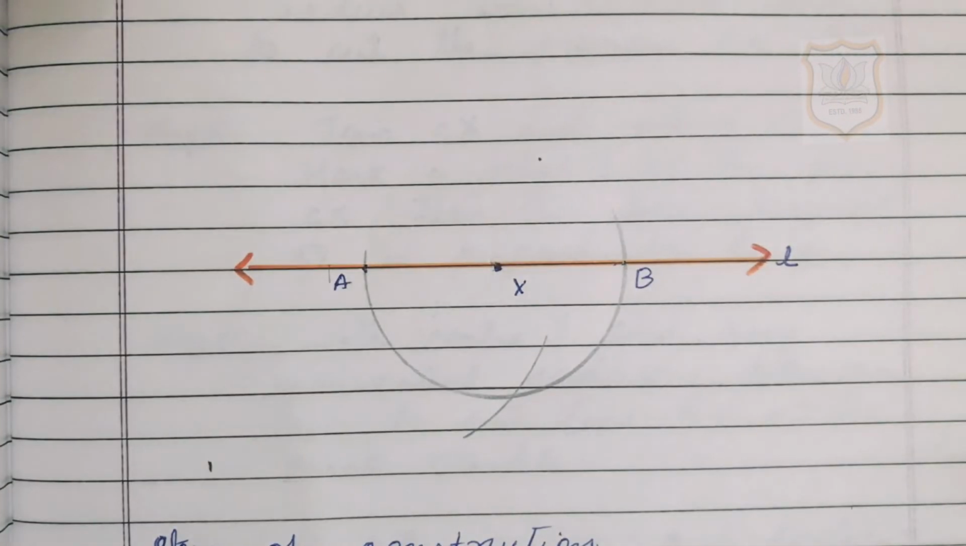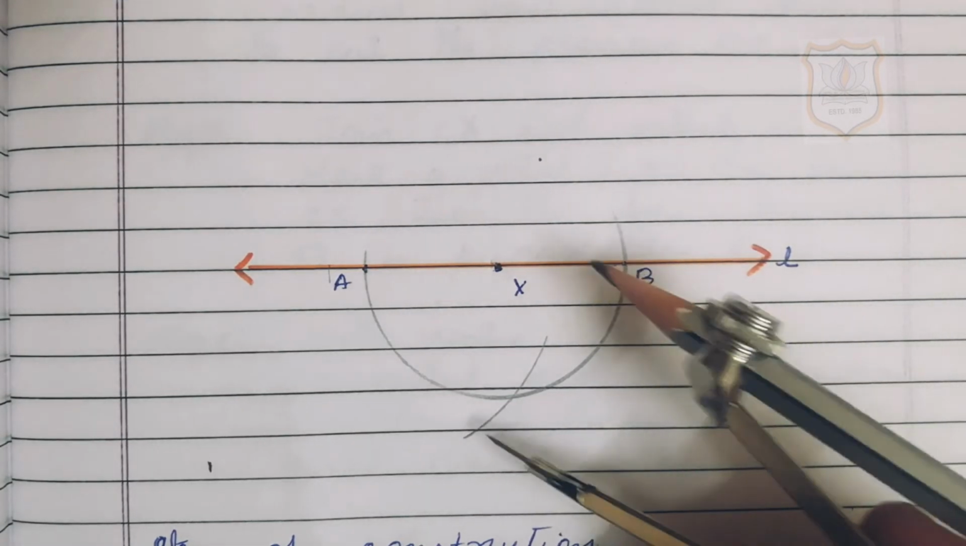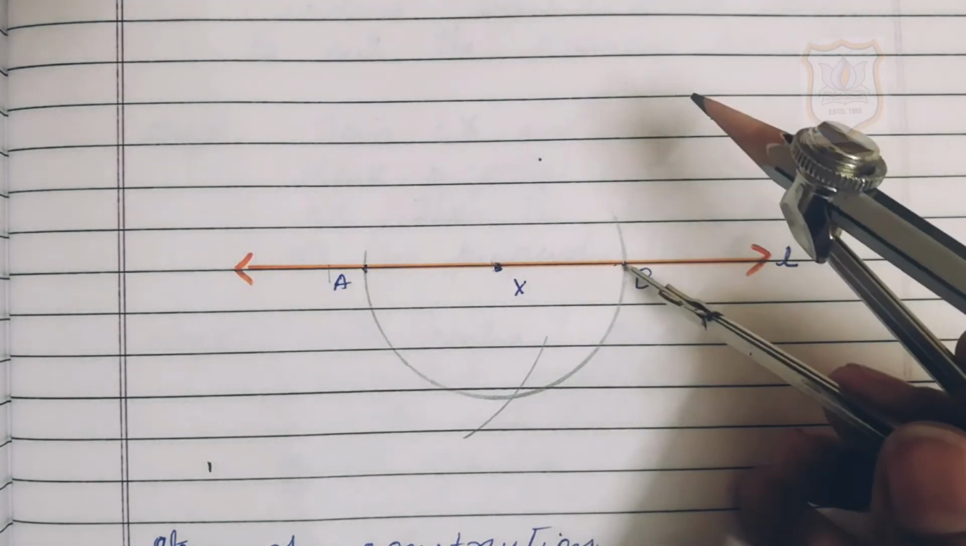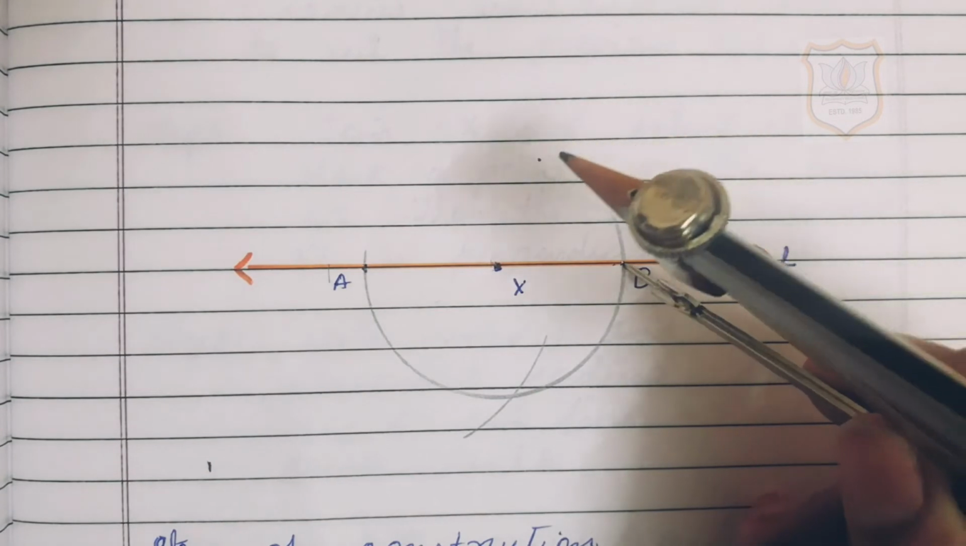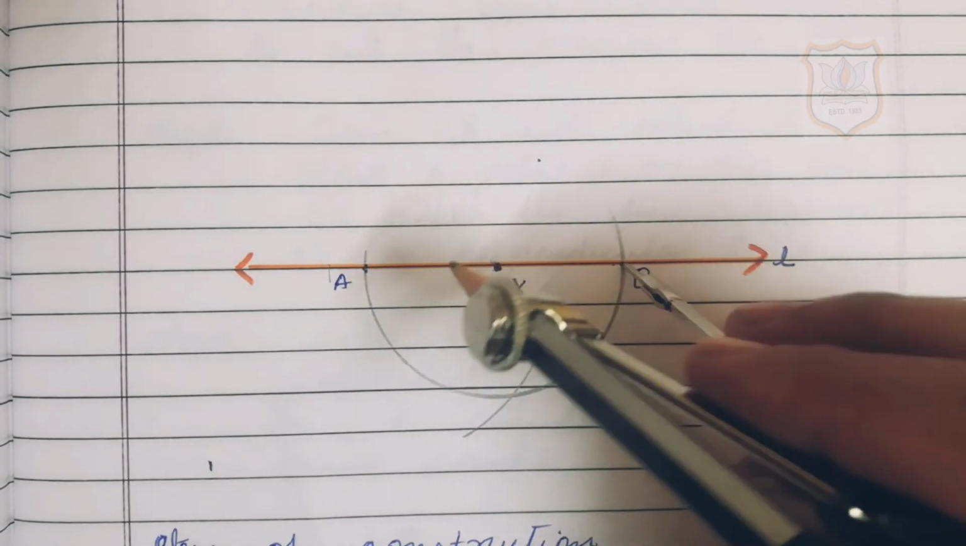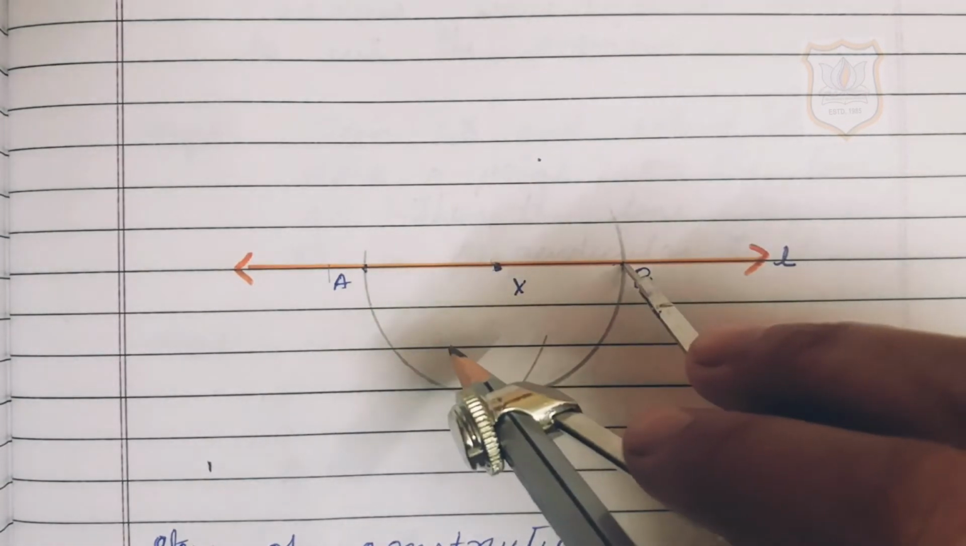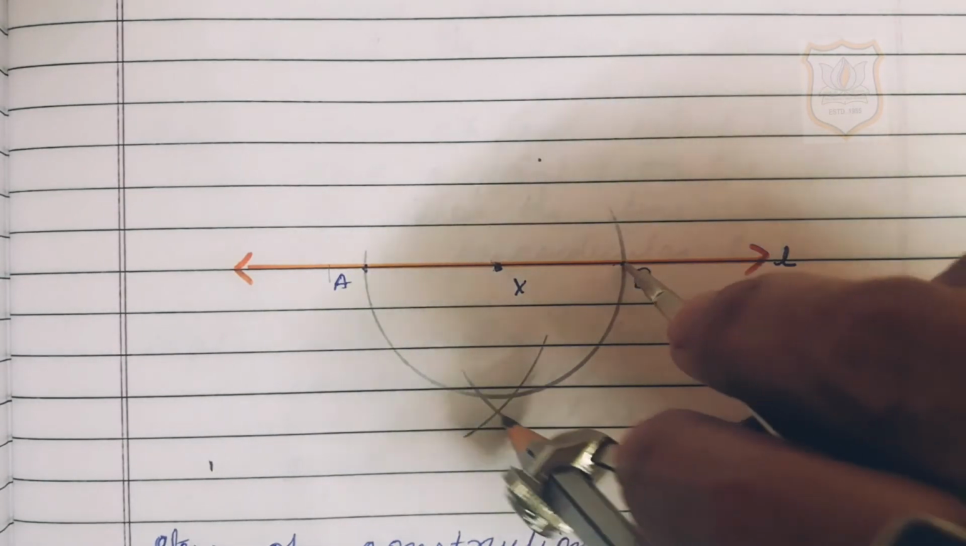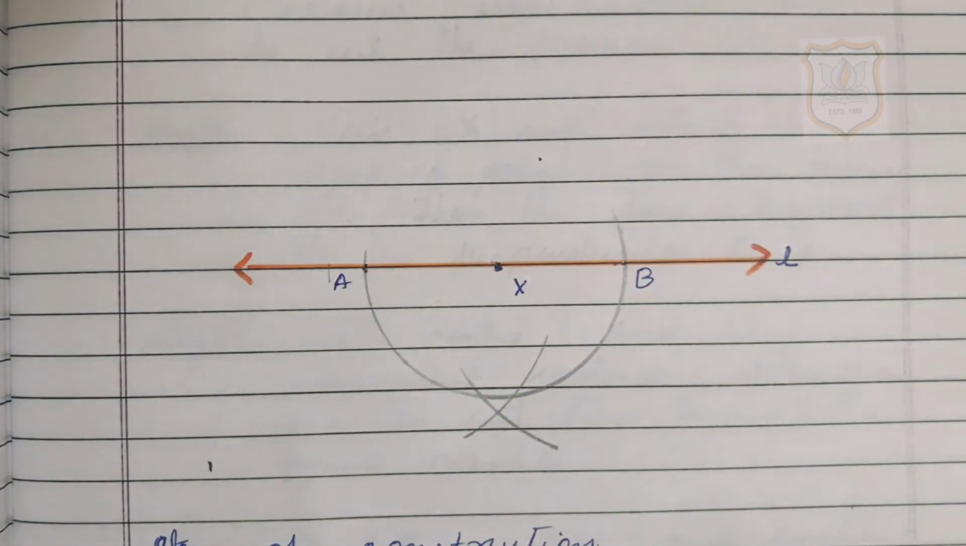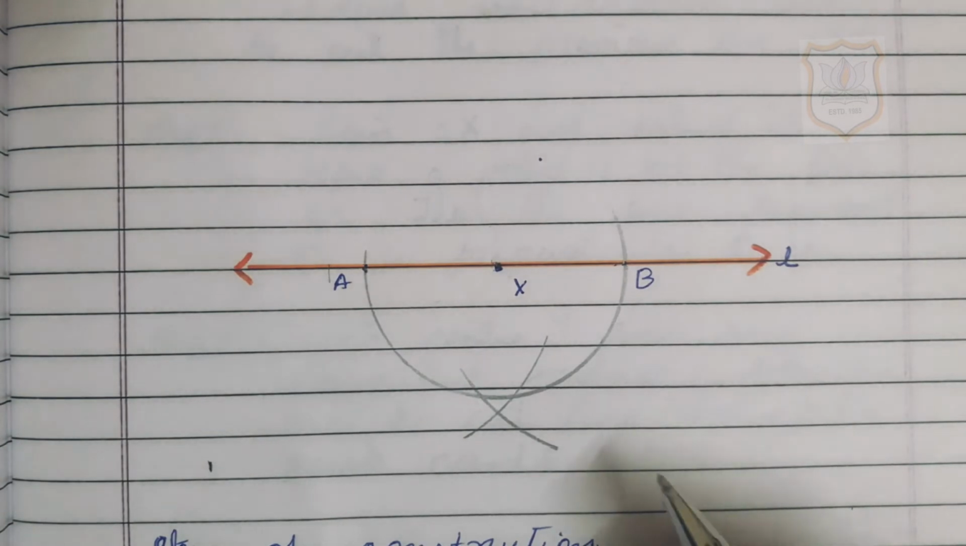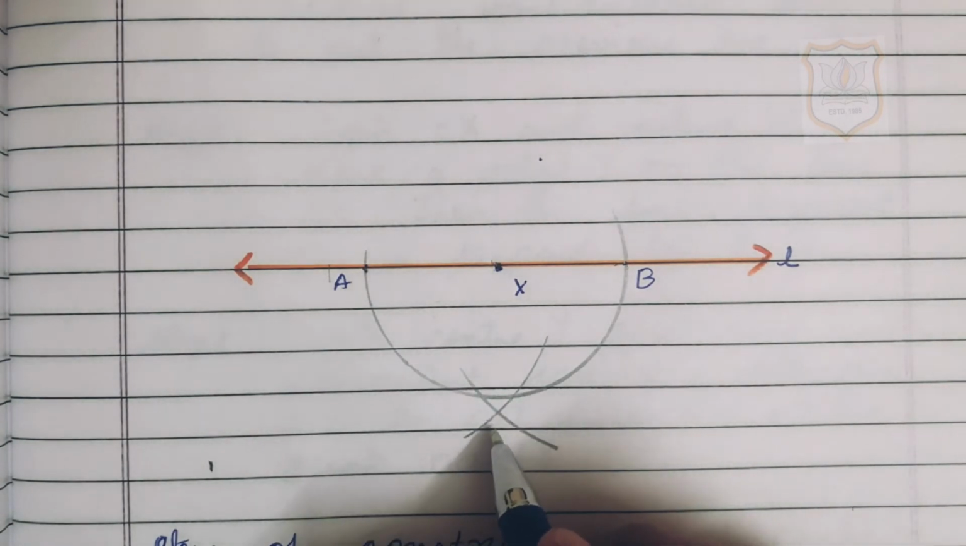Now step 4 is with center B and the same radius. We have to take the same radius and take the center as B, and draw another arc to cut the previous arc. We'll draw another arc and cut the previous arc, and we will name it as point C.